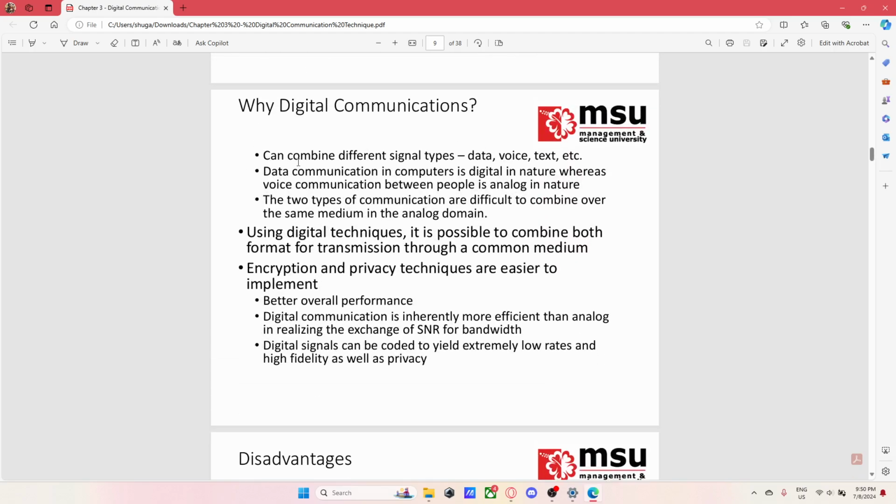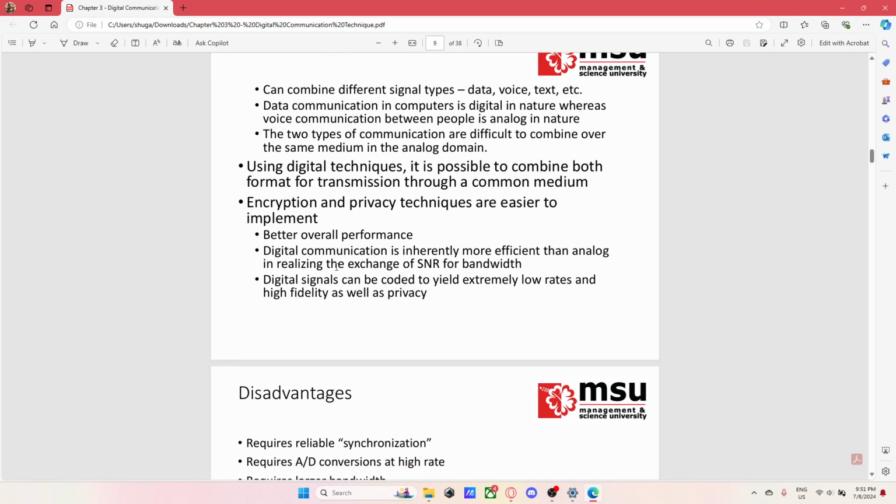So with digital signals we can combine many different types of signal, whereas with AM we can only send a sound signal or a video signal. Same goes for FM. But with digital communication, we can send all of these types of data, like data, voice, text, etc., in the same frequency or in a synchronous way. Okay. By using digital techniques, it is possible to combine both formats for transmission through a common medium, and encryption and privacy techniques are easier to implement.